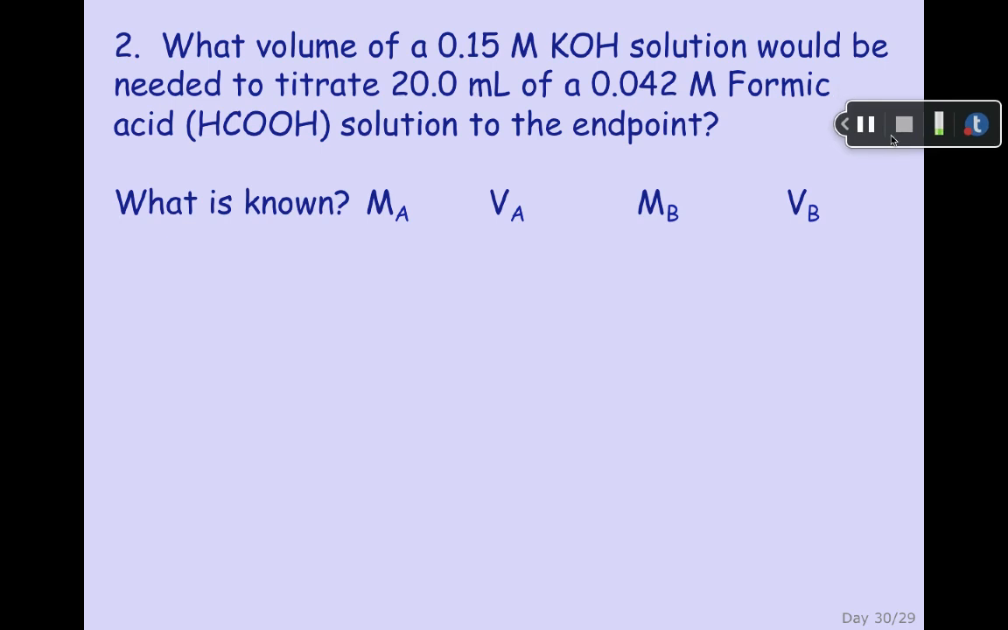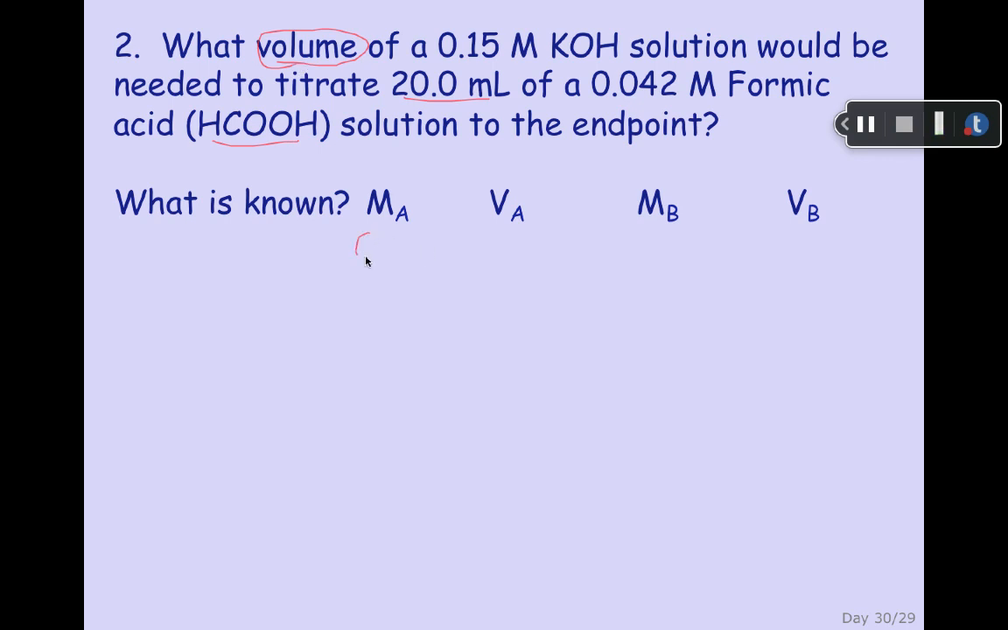This time we're going to be doing a titration with a different acid called formic acid. The formula is shown here. And formic acid is going to be titrated. We're going to take 20 milliliters of this solution. Oh, sorry, the formic acid is known. And we're going to try to figure out what volume is needed of a potassium hydroxide solution to titrate this formic acid to an endpoint.